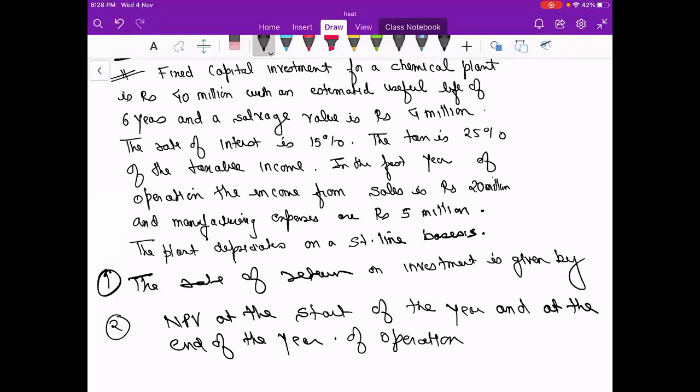Read the question. The fixed capital investment for a chemical plant is rupees 40 million with an estimated useful life of 6 years and a salvage value of rupees 4 million. The rate of interest is 15%. The tax is 25% of the taxable income. In the first year of operation, the income from sales is rupees 20 million and manufacturing expenses are 5 million. The plant depreciates on a straight line basis. Calculate the rate of return on investment, and the NPV at the start and at the end of the year of operation. So solve this. Last 1 or 2 minutes.